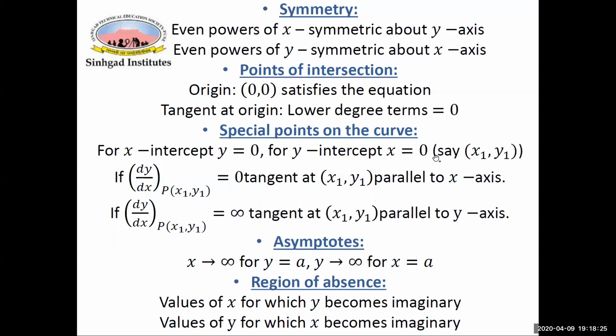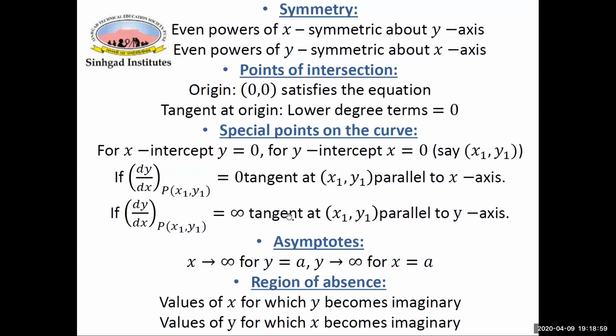After finding points of intersection, identify the nature of tangent. For that, you need to determine dy by dx. Find the value of dy by dx at each point of intersection. If it is 0, tangent is parallel to x-axis. If infinity, tangent is parallel to y-axis. In short, when the curve is symmetric to x-axis, tangent will be parallel to y-axis and vice versa.